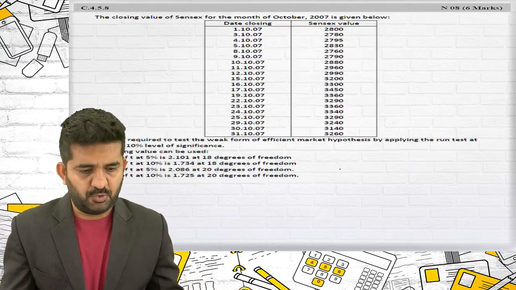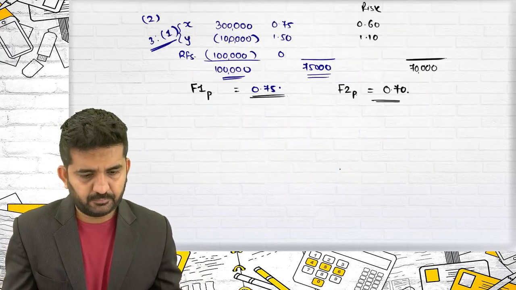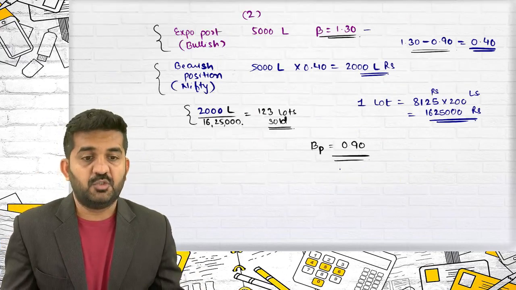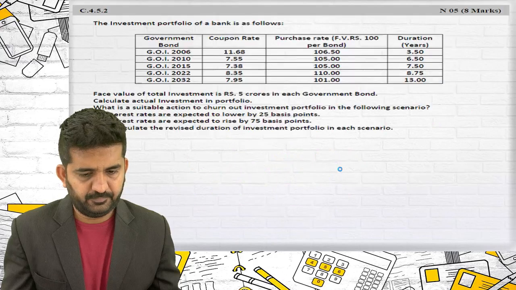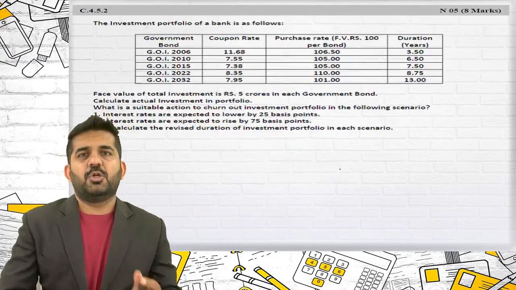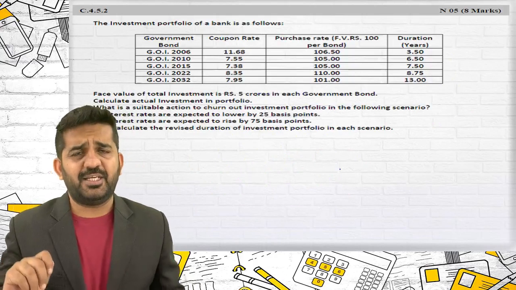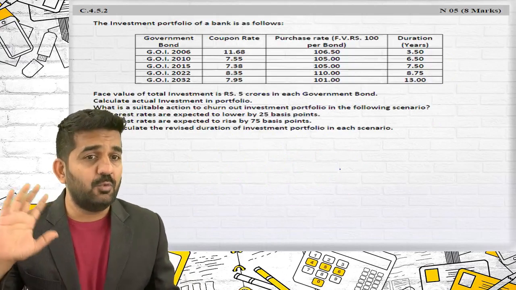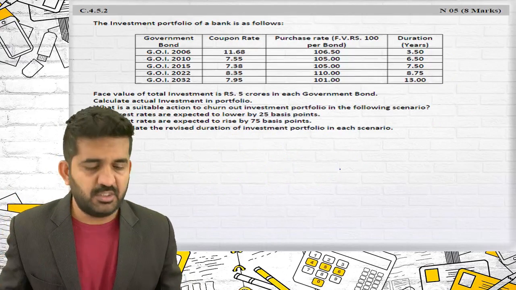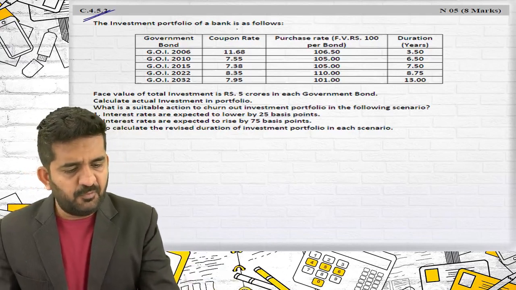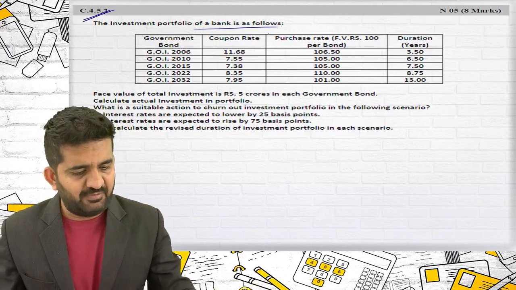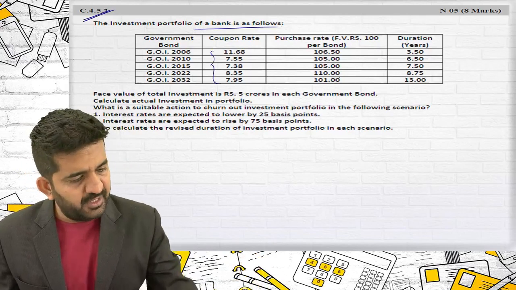Let us go to the last question of this unit, which is 4.5.2. Now this question I have included in others because it is practically a question of security analysis, where we have learned something about duration of the bonds. Is it all right? So in this question 4.5.2, the investment portfolio of the bank is as follows. So the bank has the following investments.